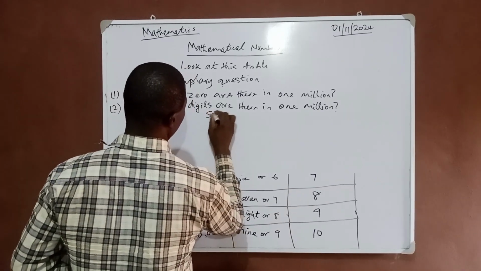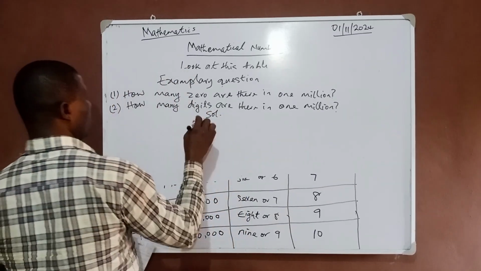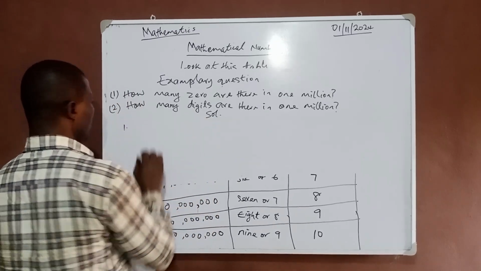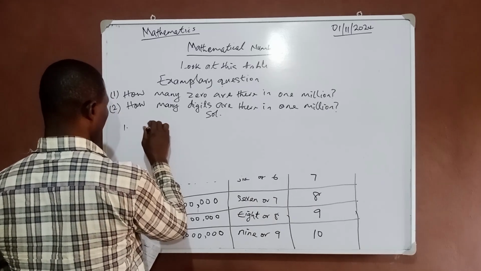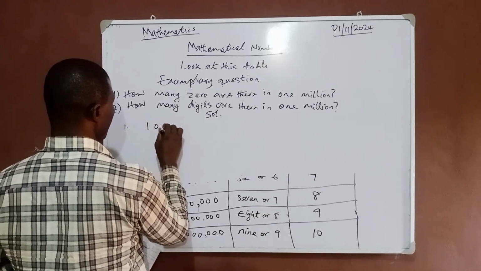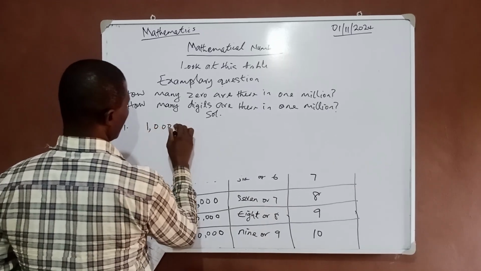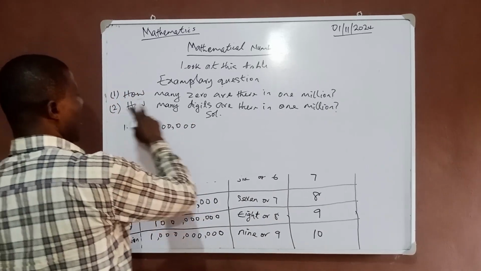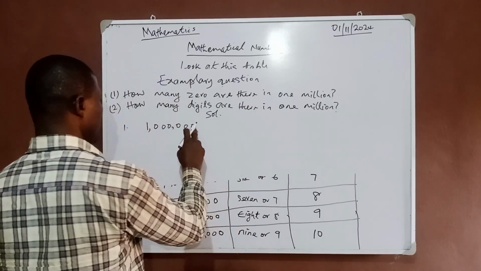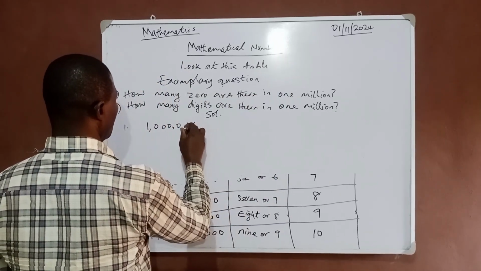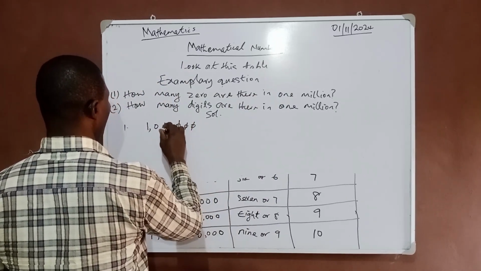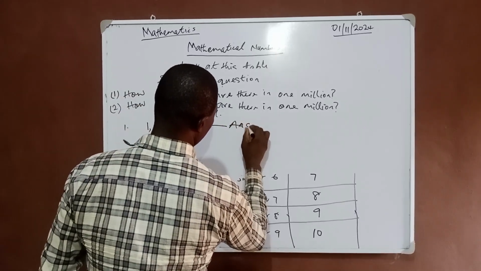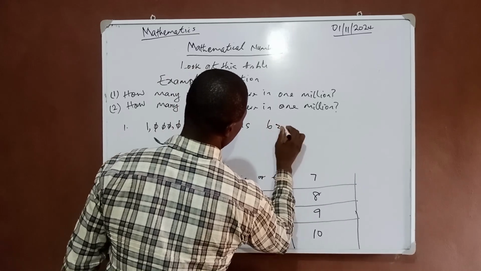Solution. Solution to question one. Write out the 1 million. This is the 1 million. The first question is asking us how many zeros do we have in 1 million? You count it. 1, 2, 3, 4, 5, 6. Answer: 6 zeros.